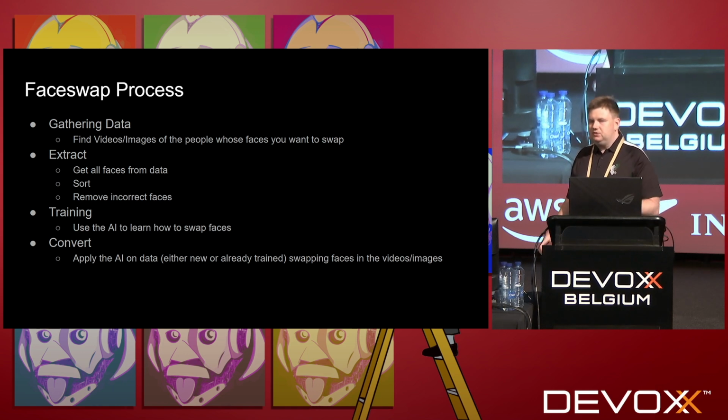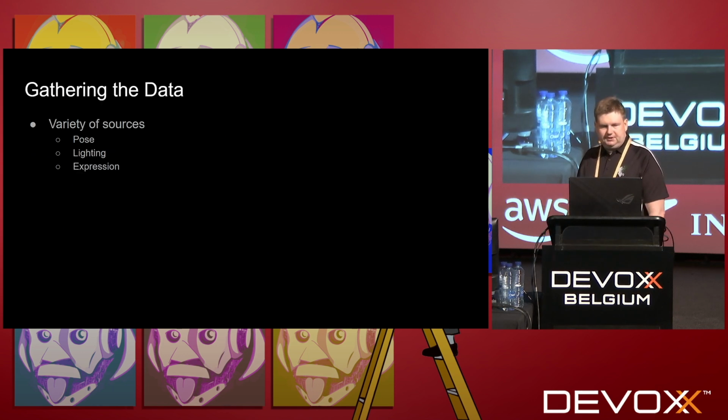Training will actually use the AI to learn the faces over time. So you'll feed it all the data that you got, and it will learn to recreate those faces. And then finally the convert, which takes in the input video, applies the trained AI on all the frames one by one, and then puts out a deepfake video with the faces swapped. So you end up with a video where all of the faces that you were originally wanting to remove have been changed to the new face. So each of those, one at a time.